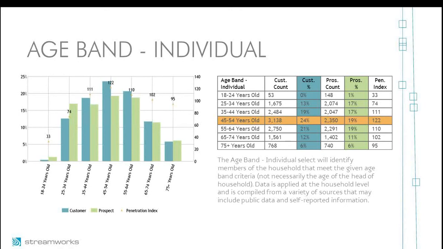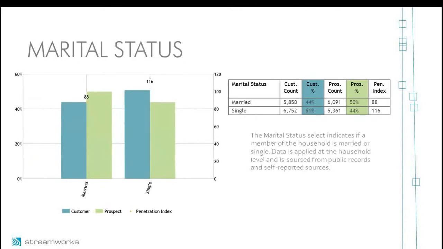So if you look at the highlighted line, 45 to 54, that's going to give you a high penetration index. You can see most of the input file, 3,138 of those folks, fell between the ages of 45 and 54. So at a glance, if you were using this profile, you would know you want to hone in on that 45 to 54 age group and even some of those right above and below it, because that's the bulk of who your customers are. We're going to go through some of these slides.